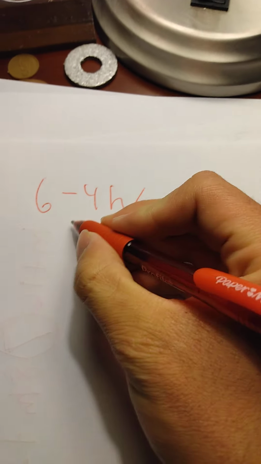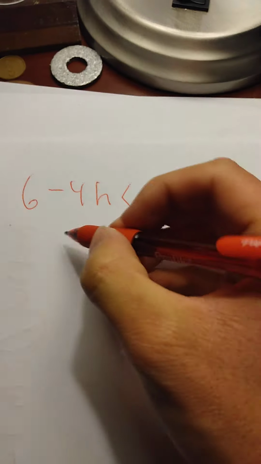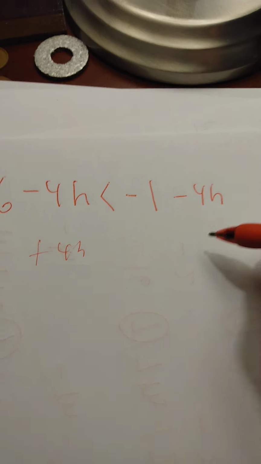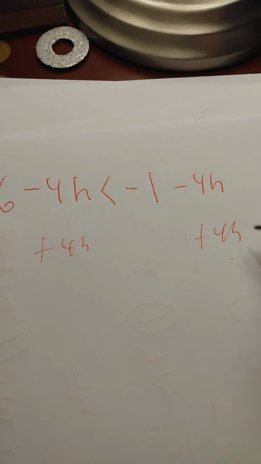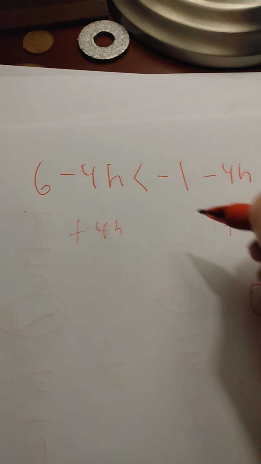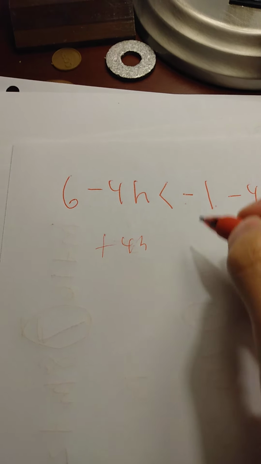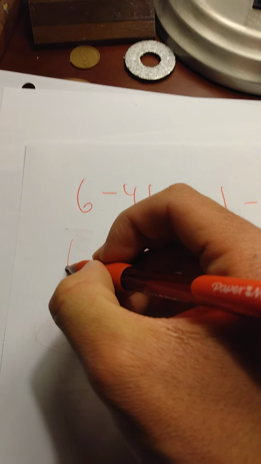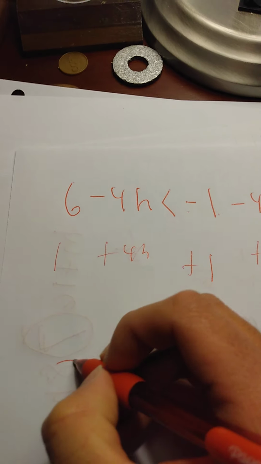Focus on the variables. Negative 4n, why don't we turn that to a positive 4n? Then we add that positive 4n here. But that'll just be 0. And if we add that negative 1 and turn that to a positive 1, we turn that positive 1 right here. That would be 7.